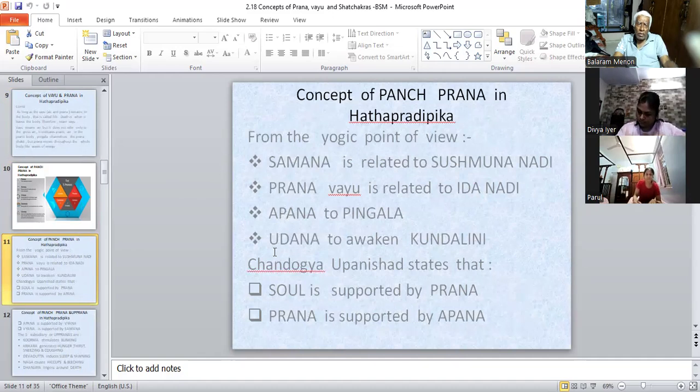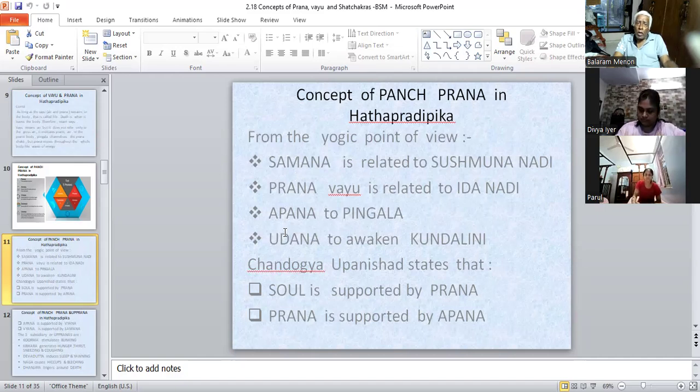Vyana is not mentioned. Prana is toward the respiratory system. Samana is toward the digestion. Apana is toward the excretion. Udana is toward the thyroid, parathyroid glands, upper part. And Vyana is toward the entire part of the body, circulatory system.